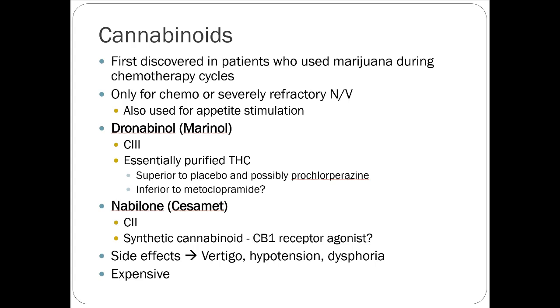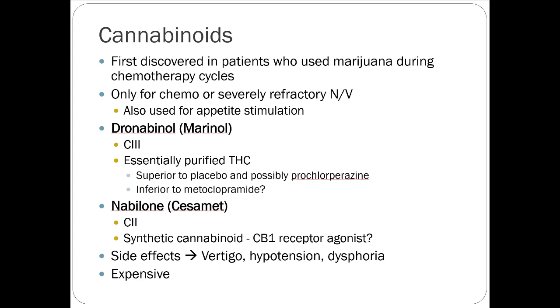Dronabinol is essentially purified THC. It's a controlled 3 substance. So wrap your head around that for a second. Marijuana itself is a controlled one, but we have a drug that's purified THC in synthetic form that's C3. Anyway, regulations are kind of weird. That's all I'm going to say about that.